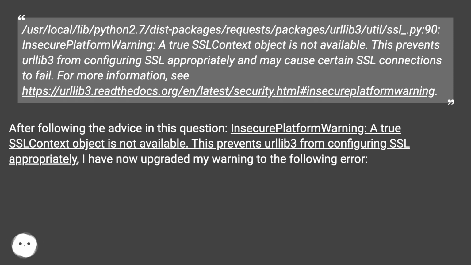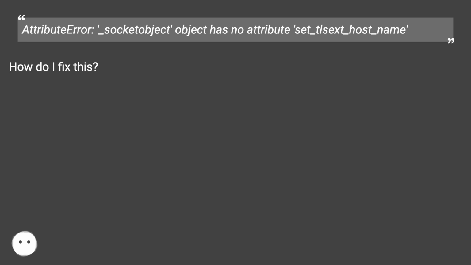After following the advice in this question, InsecurePlatformWarning: A true SSLContext object is not available. This prevents urllib3 from configuring SSL appropriately. I have now upgraded my warning to the following error: AttributeError: '_socket.socket' object has no attribute 'set_tlsext_host_name'. How do I fix this?